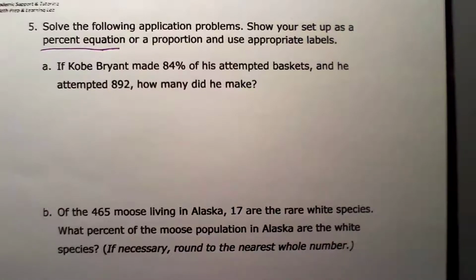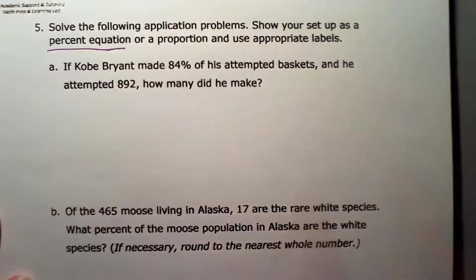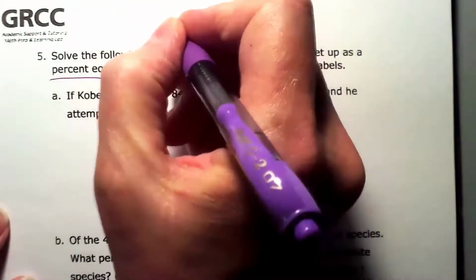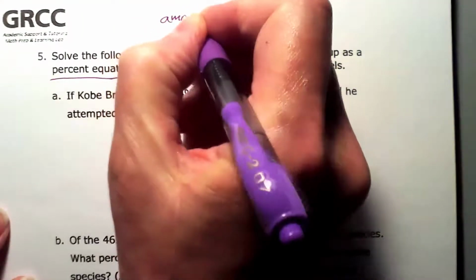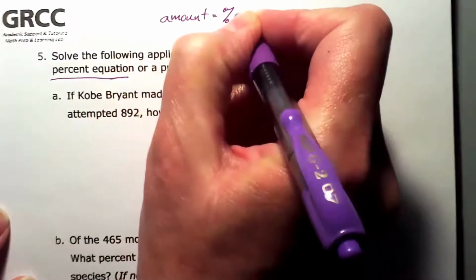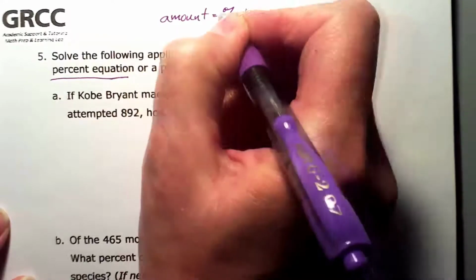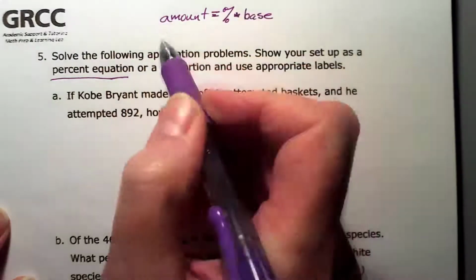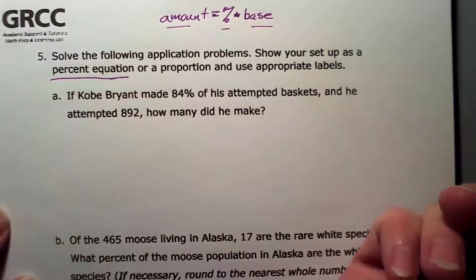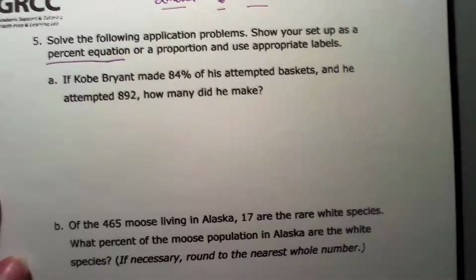So if you remember, when you do a percent equation, the equation is generally the amount equals percent times base. So we're looking for three things in each problem. We're looking for amount, percent, and base. And you'll only have two of them, and then the third one will be what you're looking for. It will be the x.